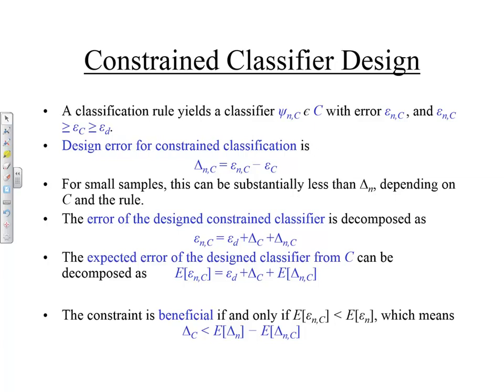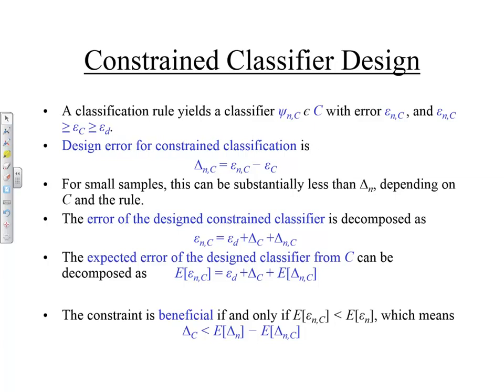And the error of the design constraint classifier is decomposed as epsilon nc equals epsilon d plus delta c plus delta nc. Because you have the base classifier, there will be some error because you put in the constraint, and then on top of that, there will be some error because of the design. So you can break it up like this. And the expected error of the design classifier from this class C can be decomposed by taking the expectation. Epsilon d is a deterministic quantity, and delta C is again a deterministic quantity, because that is the error cost of approximation. Nothing random about it. And then you'll have this error because of the design error for the constraint classifier.